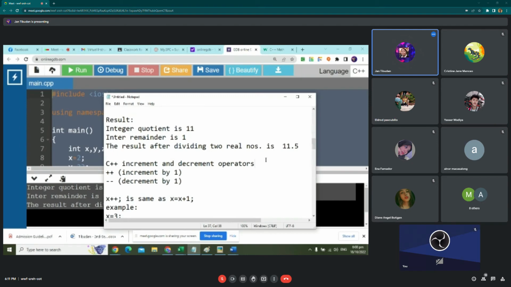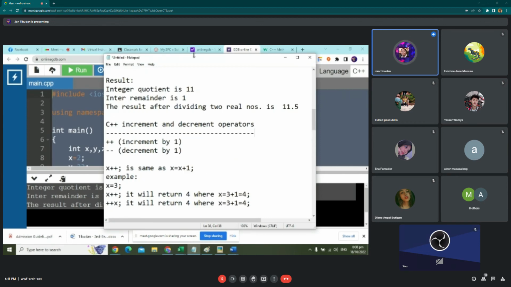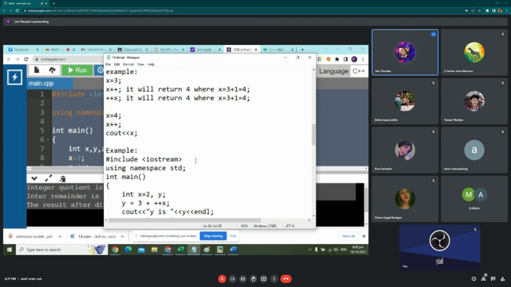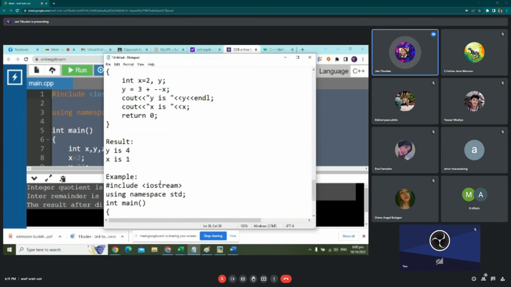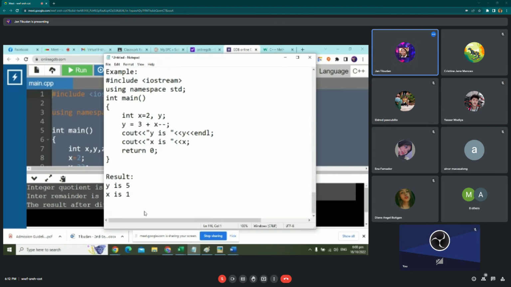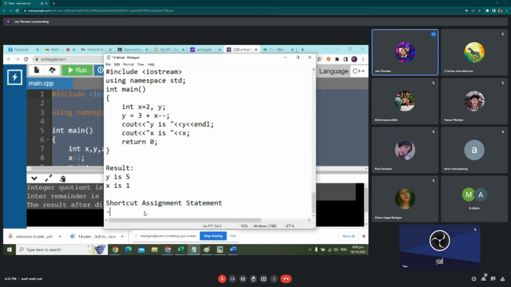Okay. So, mote atong math operators. So, mo sa niya itong increment and decrement operators. Okay? So, bantayan ninyo na. Okay? So, another one is nasa tay ginatawag nga shortcut nga assignment statement. Okay? So, sa maning shortcut assignment statement.